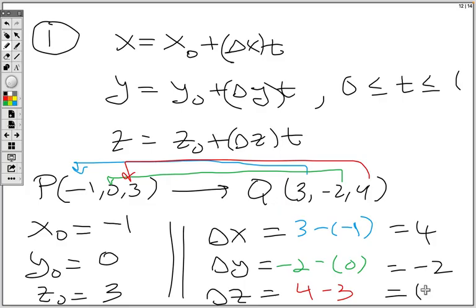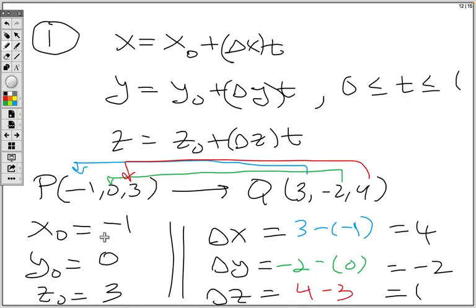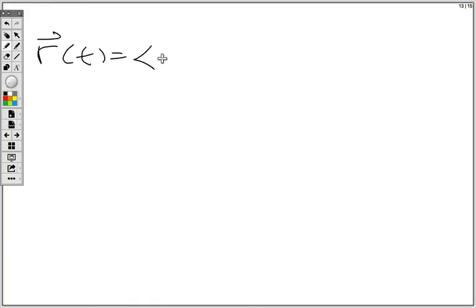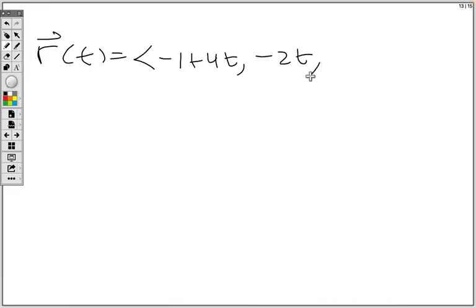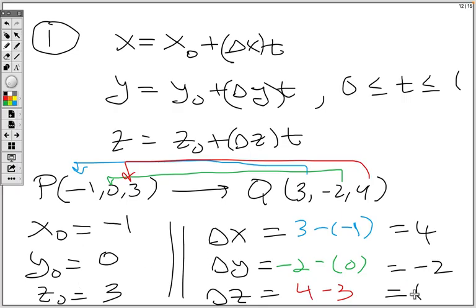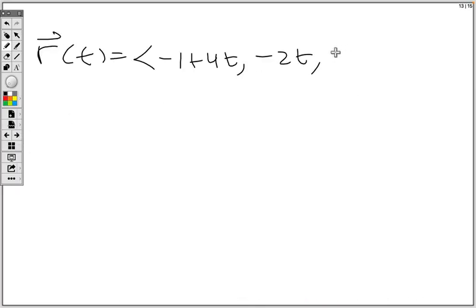Yep. Okay. So now I just plug that in. My r of t here is x naught plus delta x t. So minus 1 plus 4t, y is 0 plus negative 2t, so just negative 2t, z is 3 plus 1t, 3 plus t, and this is good for t between 0 and 1.